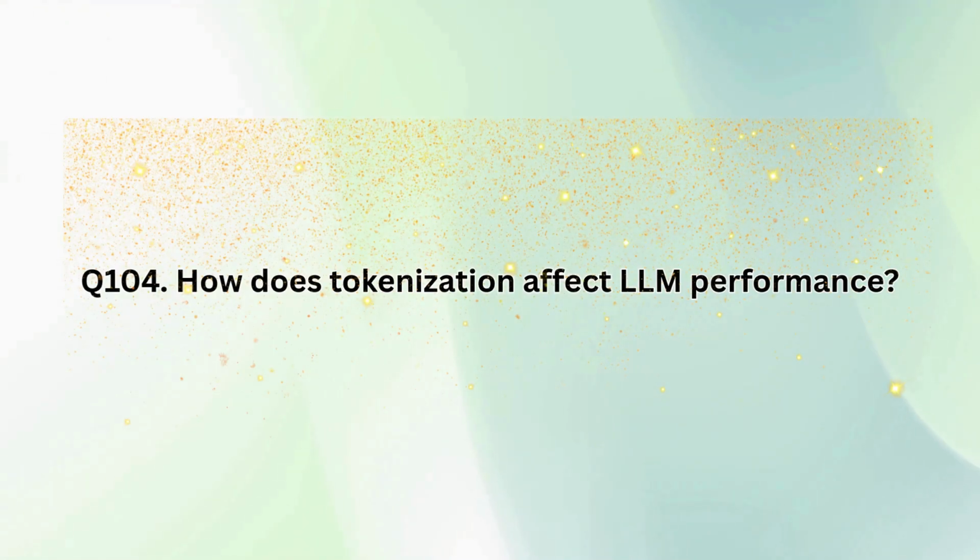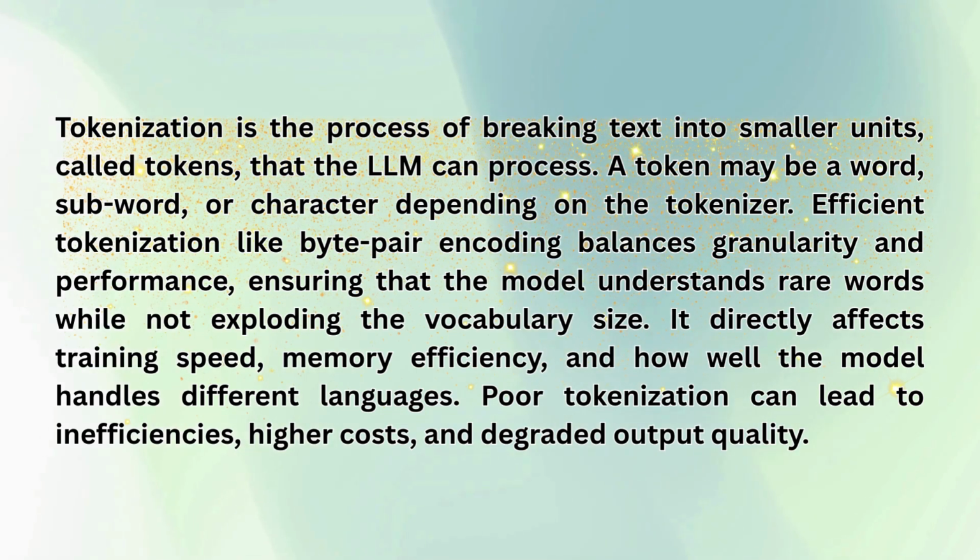How does tokenization affect LLM performance? Tokenization is the process of breaking text into smaller units, called tokens, that the LLM can process. A token may be a word, subword, or character, depending on the tokenizer. Efficient tokenization, like byte pair encoding, balances granularity and performance, ensuring that the model understands rare words while not exploding the vocabulary size. It directly affects training speed, memory efficiency, and how well the model handles different languages. Poor tokenization can lead to inefficiencies, higher costs, and degraded output quality.